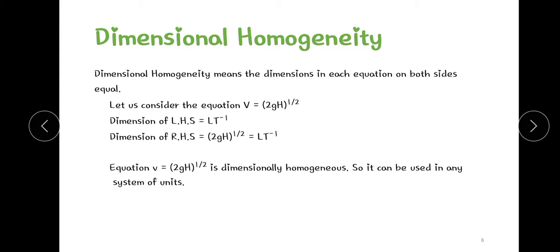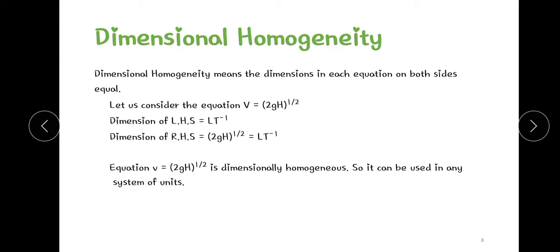Now what do I mean when I say that equations should be dimensionally homogeneous? That means all additive terms on both sides of the equation must have the same dimensions. So here is an example: v equal to square root of 2gh, where v is velocity. We all know that velocity is equal to distance upon time, so it is simply L T to the power minus 1. So on the left hand side, we have dimensions LT minus 1. Now we will see acceleration.